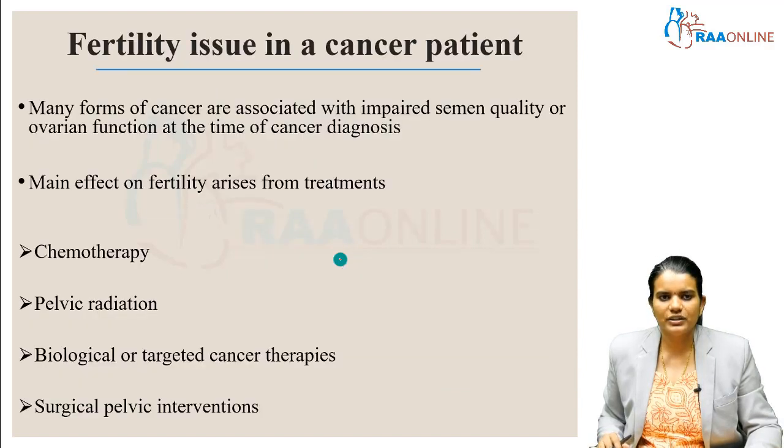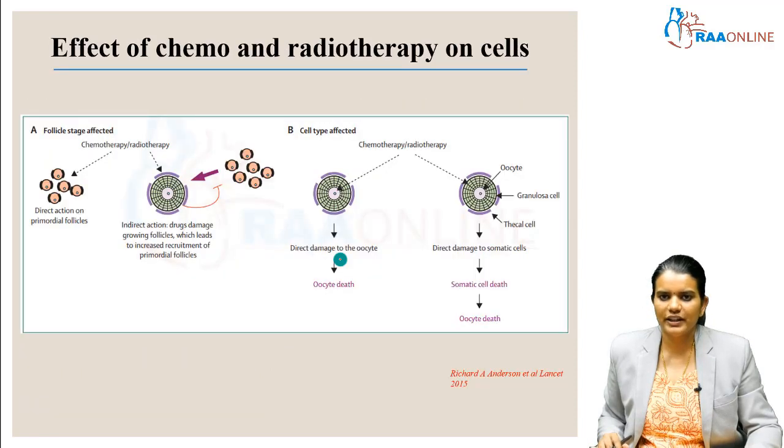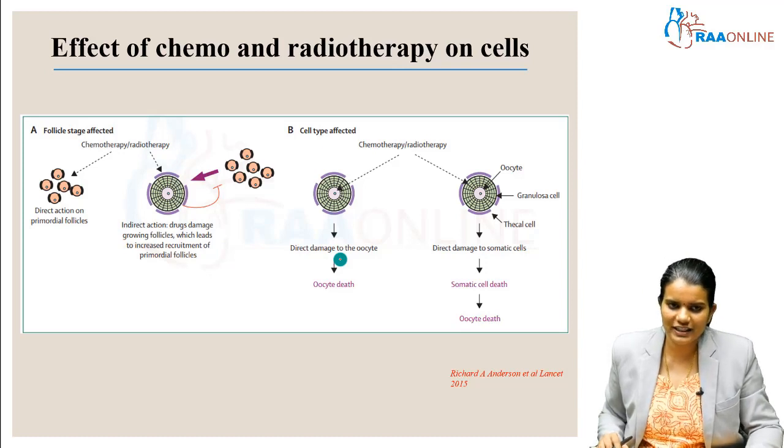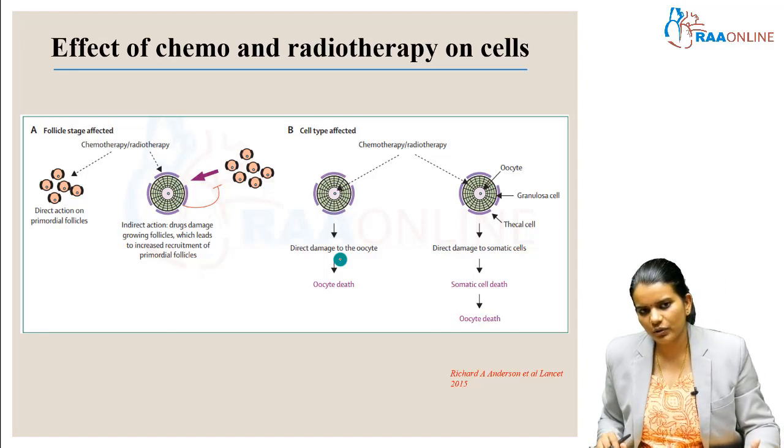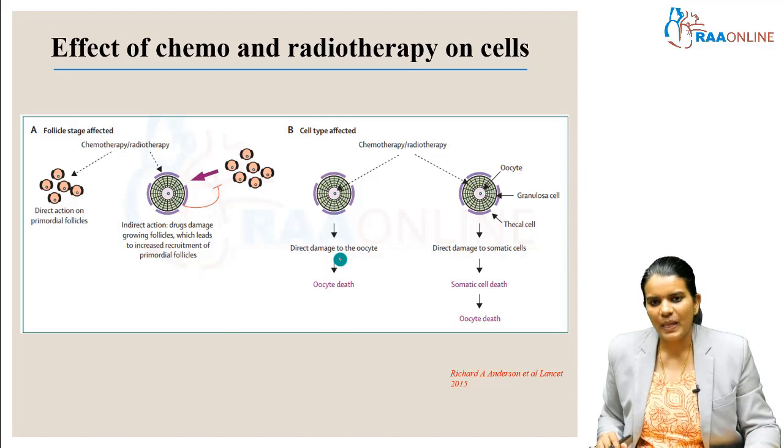And fertility issues in the cancer patients, the main effect arises from treatments such as chemotherapy, pelvic radiation, biological or targeted cancer therapies, and surgical pelvic interventions. The effect of chemo and radiotherapy, in the follicle state, directly acts on the primordial follicles, and if there are no primordial follicles, obviously the follicles will not grow. An indirect action is by damage to the growing follicles, and it can damage the oocyte, and oocyte death can occur, and somatic cell death can occur.